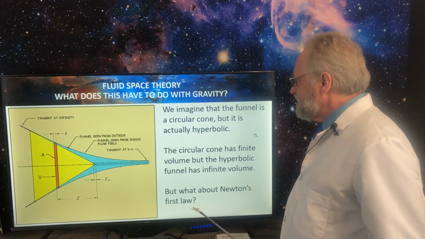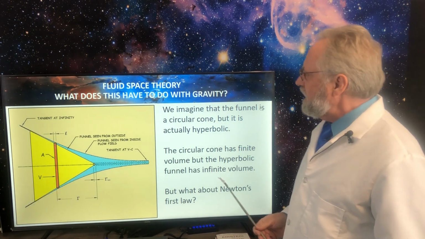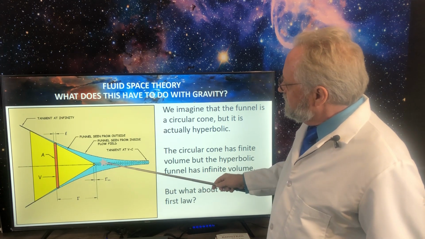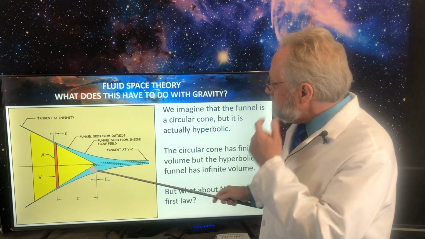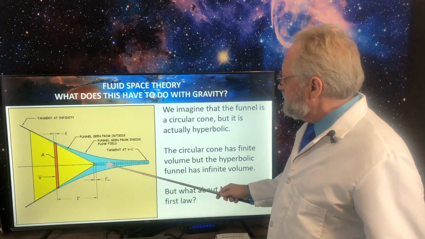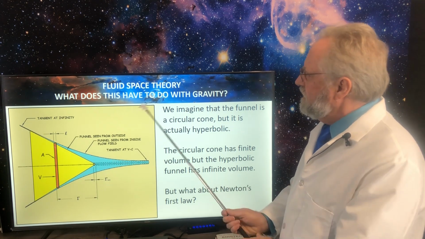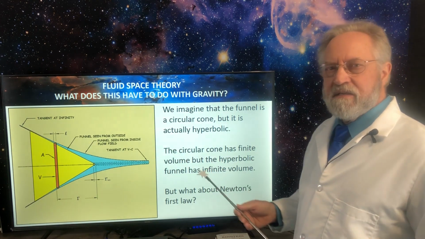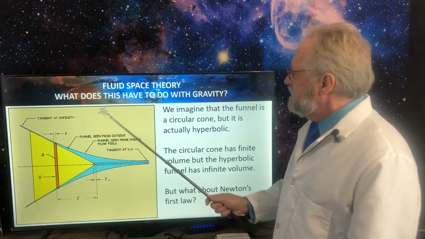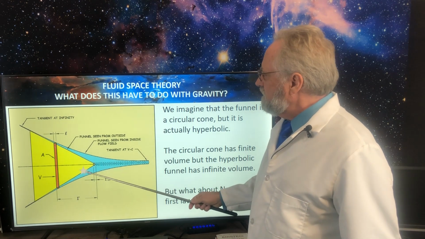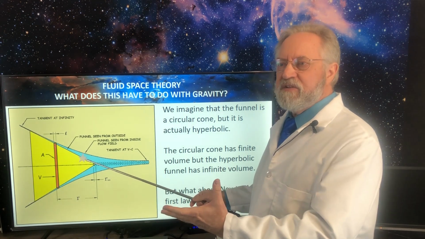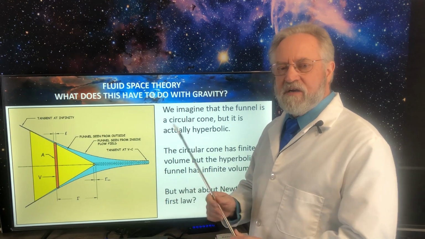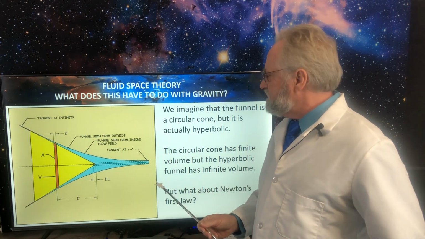So to show that a little bit more clearly, I developed this chart where the yellow section represents the straight-sided funnel and the blue section represents the hyperbolic funnel. Now remember, both of these things are going on within the same space. The yellow section is what we imagine to be there when we look at it, but the blue section is what's actually going on if we were inside the flow field itself.